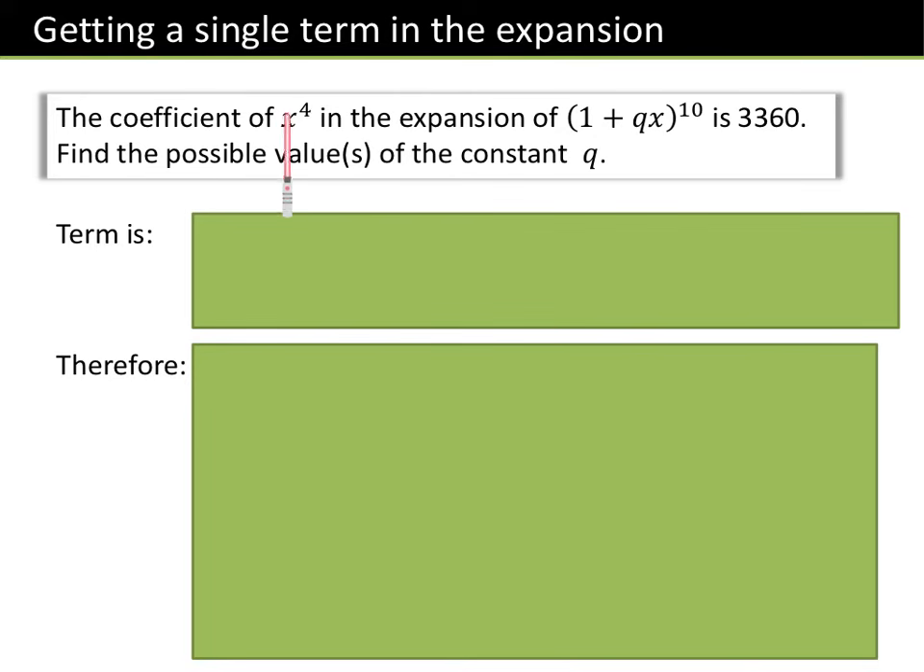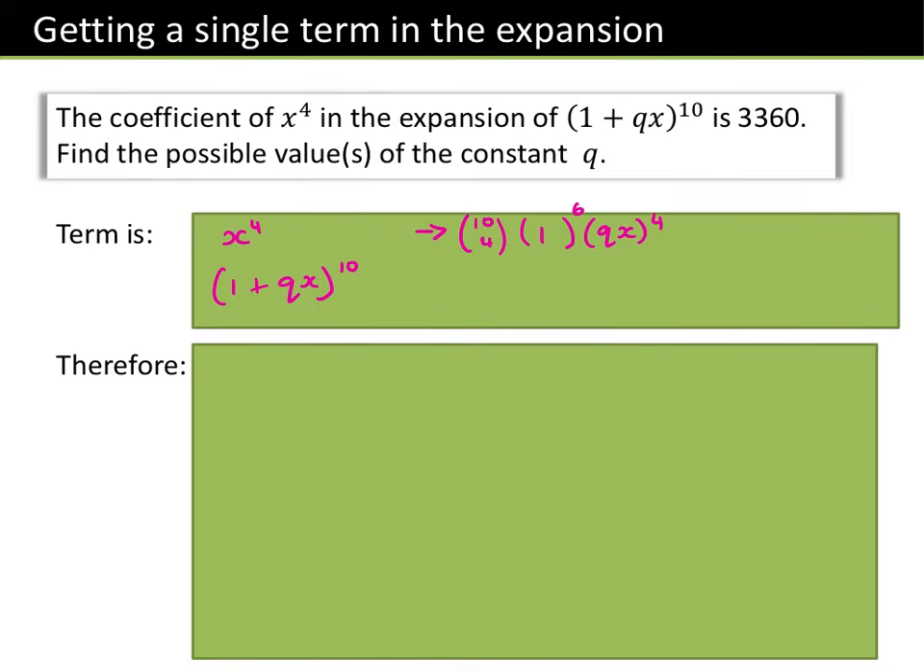It tells us the coefficient of x to the power of 4 in the expansion of this is 3,360. Find the possible values of the constant q. Okay, step 1: what is the formula for finding the coefficient of x to the power of 4? If we have (1 + qx) to the power of 10, to find the coefficient of x to the power of 4, straight away we know this is (qx) to the power of 4, do we not? This is going to be 10 choose 4, multiplied by 1 to the power of 6.